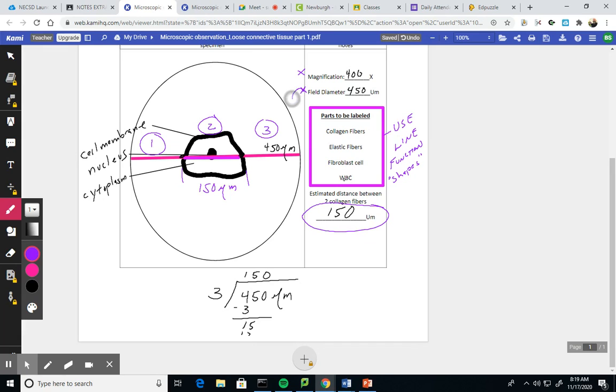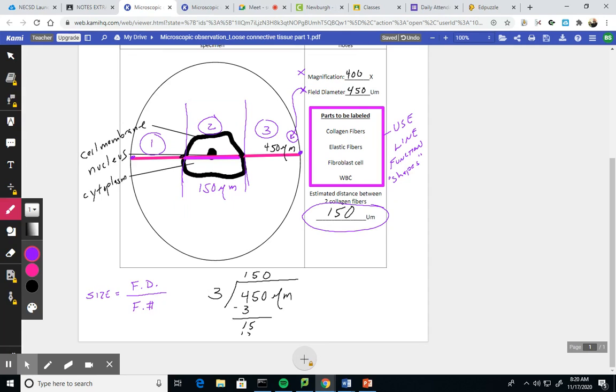The first thing you do is put your field diameter down here and tell yourself what's the distance all the way across. And then you calculate your fit number, right? So remember, the estimated size is going to be the field diameter divided by the fit number. And that's how we got 450, which is our field diameter, divided by the fit number, which we estimated. We said we could fit 3 of these across. So we estimate the size of this cell to be 150.